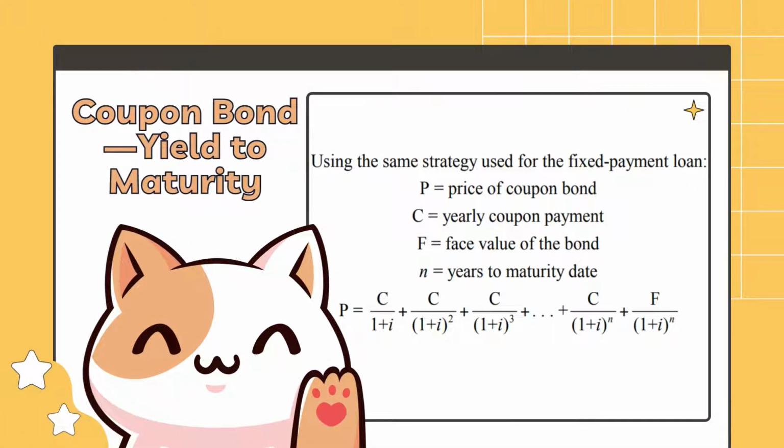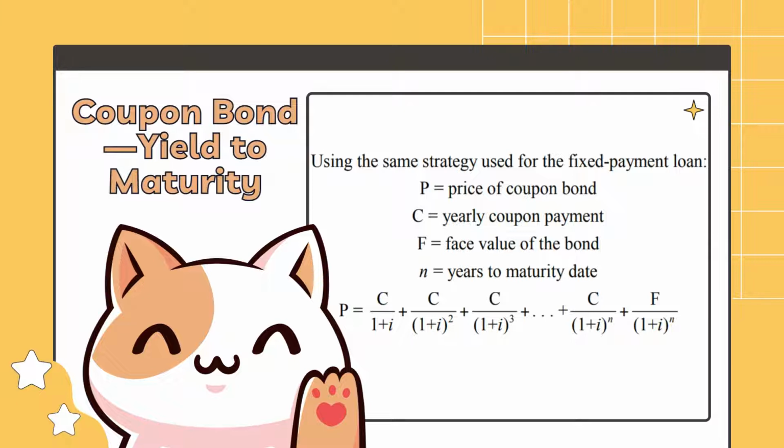Now, let's proceed to the coupon bond yield to maturity. So, using the same strategy used for fixed payment loan, same concept ang coupon bond natin dun sa fixed payment loan. Almost same lang yung magiging formula natin. So, magkakaiba-iba lang sa mga terms na gagamitin natin. So, same concept lang din siya.